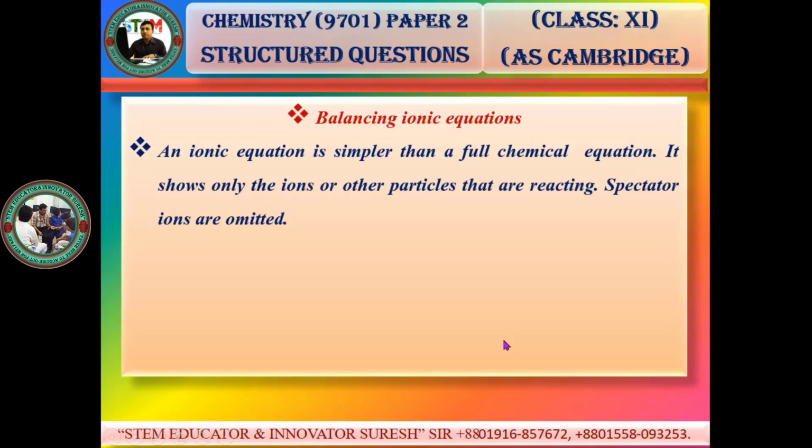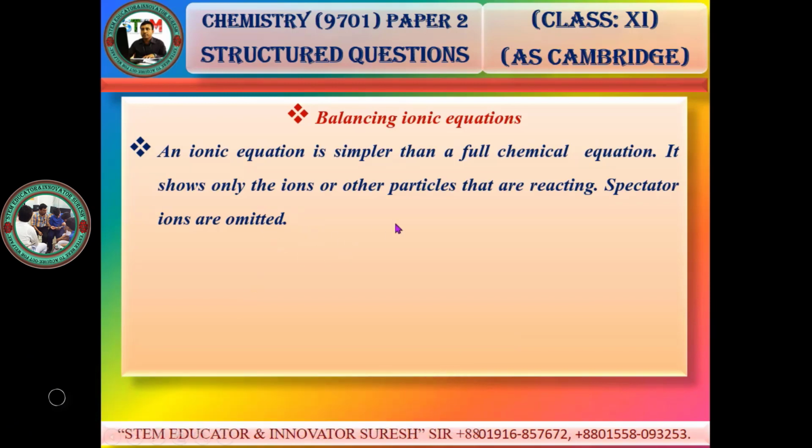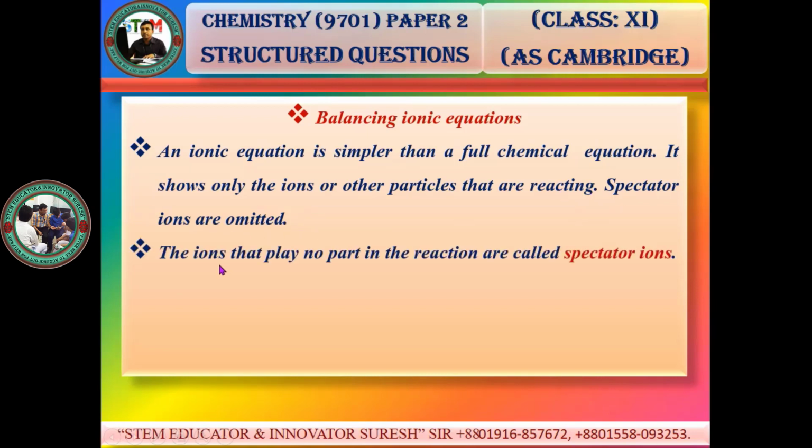Balancing ionic equations. An ionic equation is simpler than a full chemical reaction. It shows only the ions or other particles that are reacting. Spectator ions are omitted. Sometimes students become confused about how to write an ionic equation. They write in ionic form, but they keep the spectator ions. You have to remember, finally, when you are writing an ionic equation, you have to omit the spectator ions, or viewer ions. The ions that play no part in the reaction are called spectator ions. Another name for this is viewer ions.